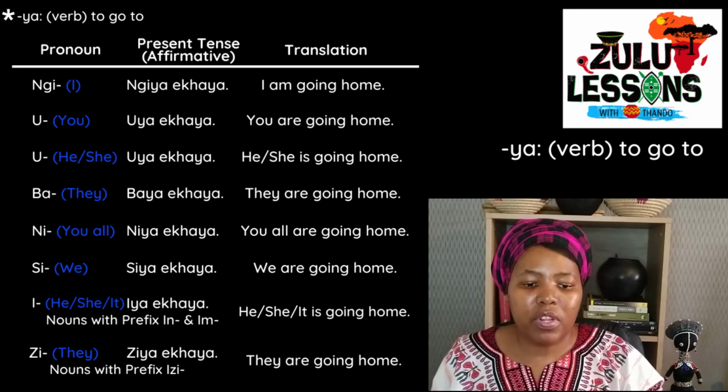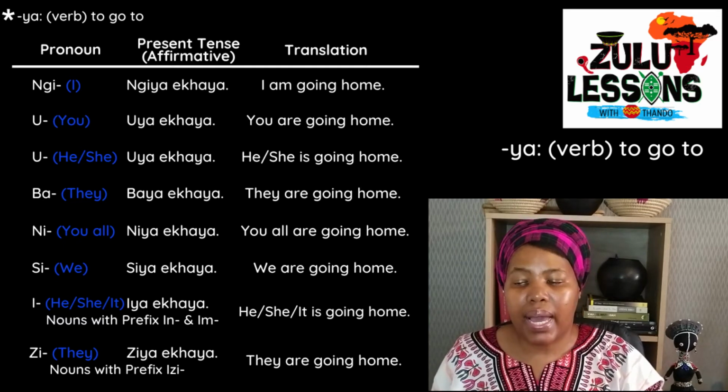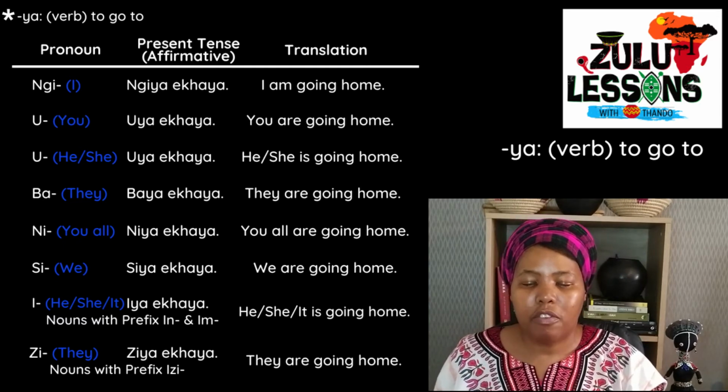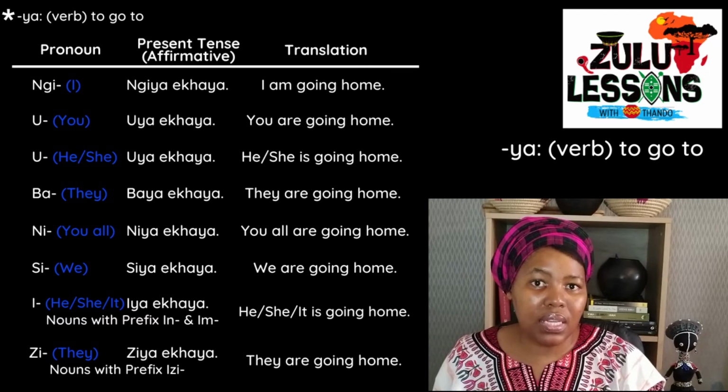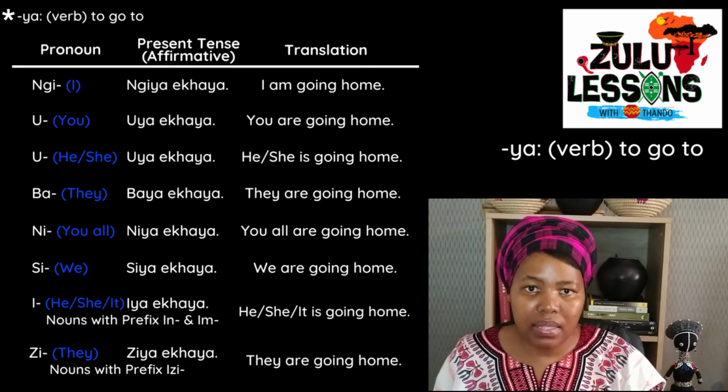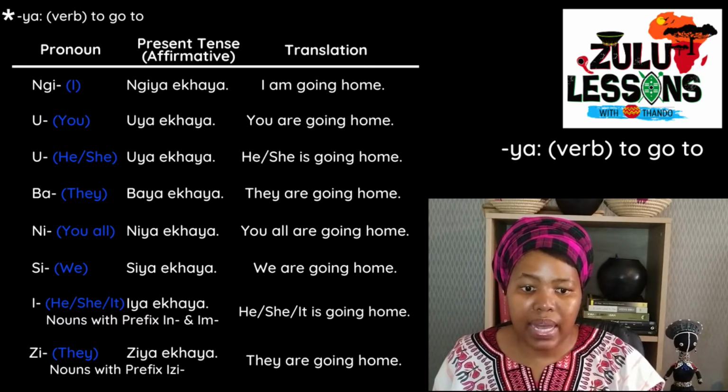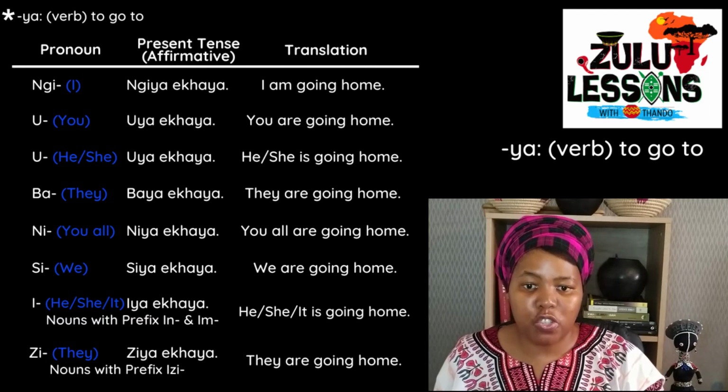So let's have a look at this as well. Ziya ekhaya. That's plural for nouns that start with IZI. Easy. So izingane ziya ekhaya. The children are going home.